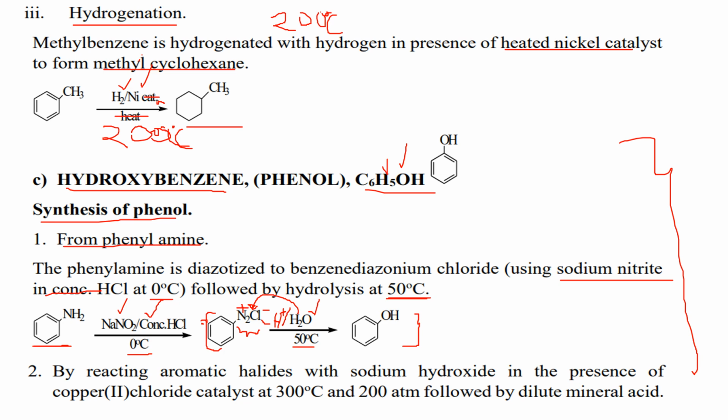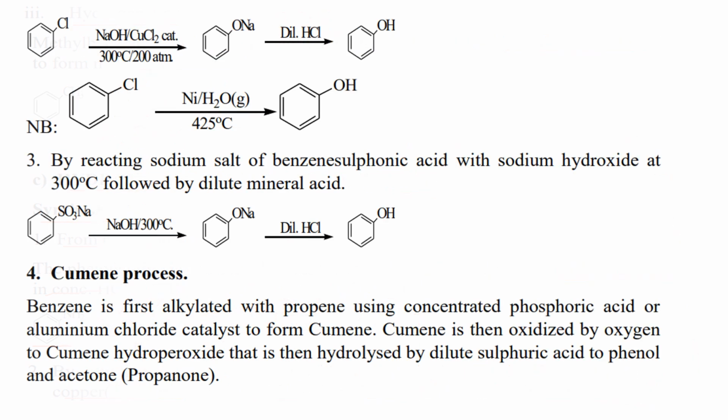So we are saying that number two, by reacting aromatic halides with sodium hydroxide, and we do this in the presence of a copper(II) chloride catalyst. But this is done specifically at a temperature of 300 degrees Celsius and a pressure of 200 atmospheres, and this is followed by dilute acid. This reaction is especially important because many of you mess up this reaction. Many of you want to convert this to phenol directly, and the mistake you make is to write sodium hydroxide in aqueous medium and you heat.